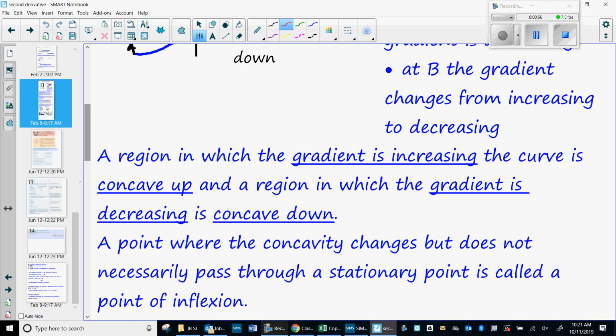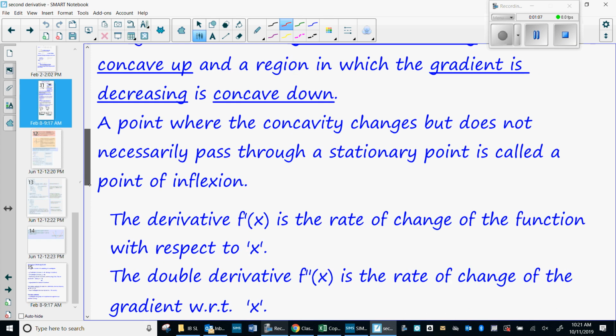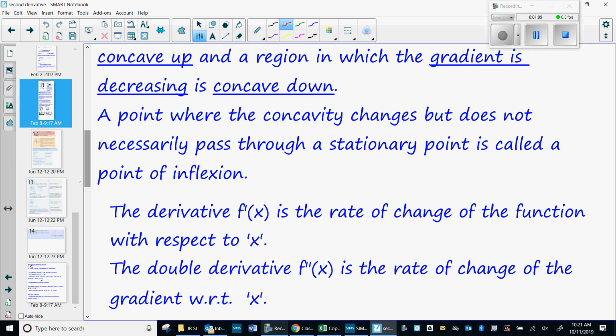So a region in which the gradient is increasing, the curve is concave up. If the gradient is decreasing, it would be concave down. So that's just summarising what it says up above. A point where the concavity changes, so from concave up to concave down, but doesn't necessarily pass through a stationary point, is called a point of inflection.